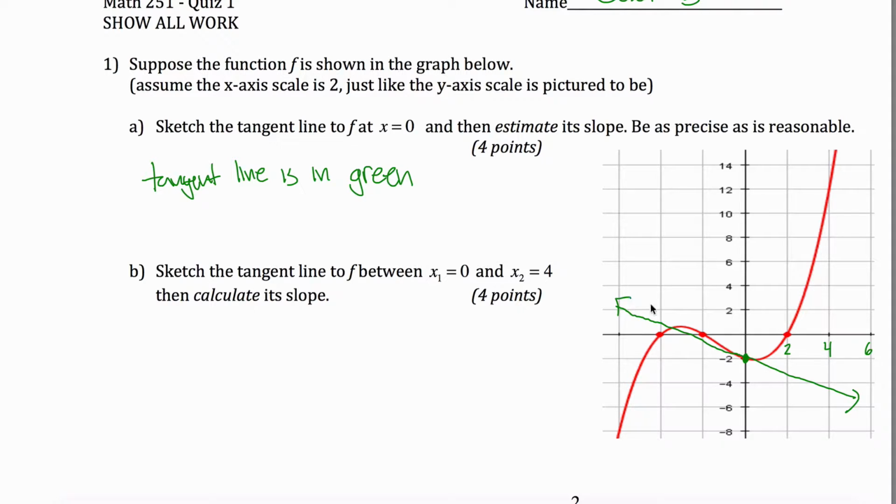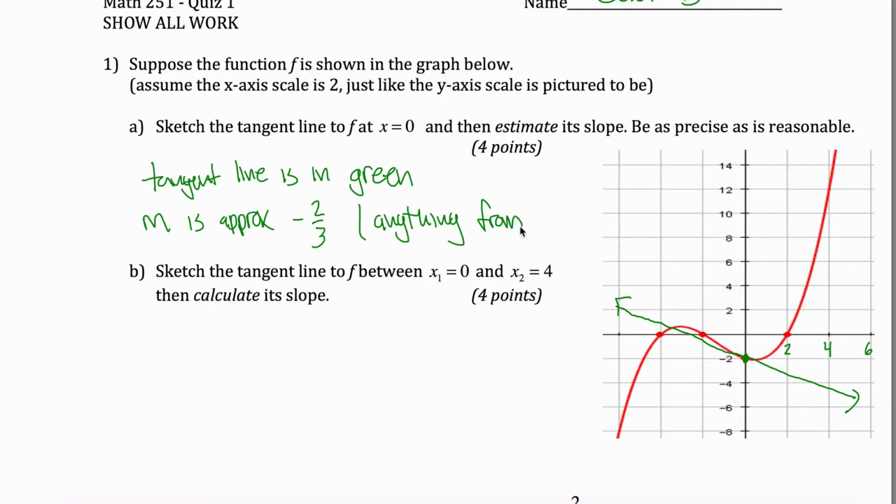Estimate its slope. Well, this is an estimation, so that'll be a little bit hard. But first of all, I want a negative slope here, because as you read this thing from left to right, it goes down. And at what speed does it go down? Well, it looks like it goes down by 2 every time it goes over by 3. So slope m is approximately -2/3.